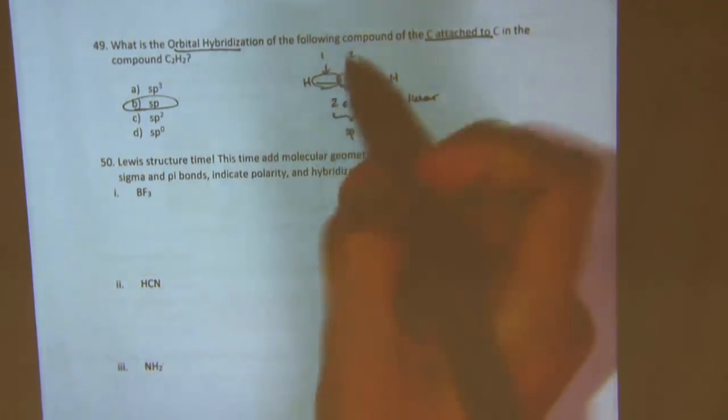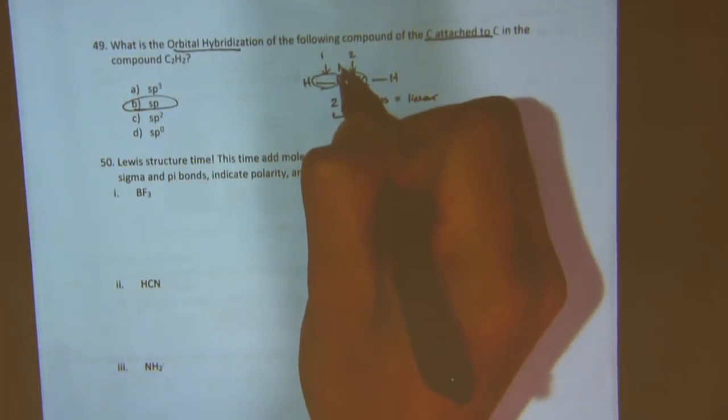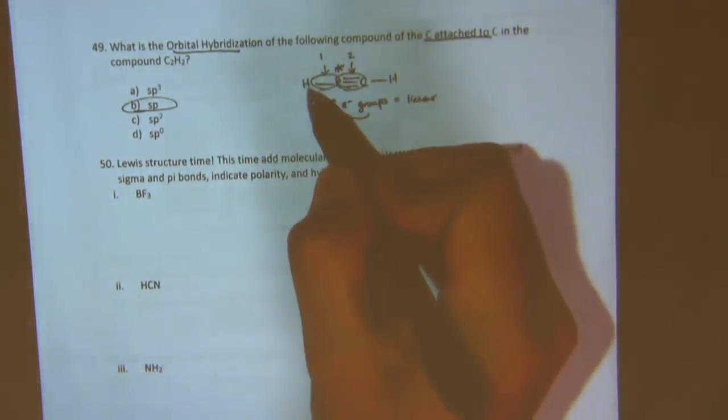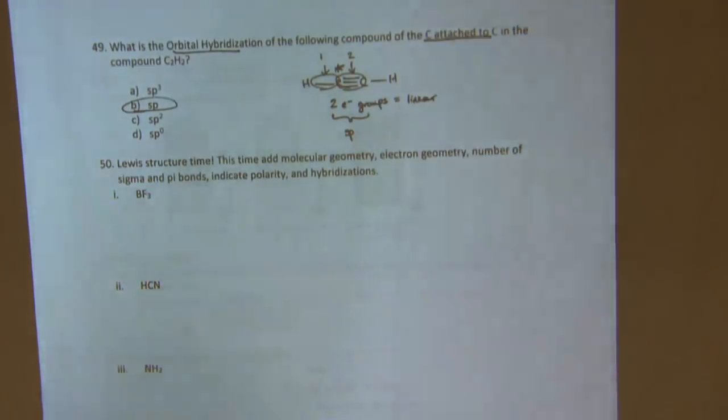Well, it's talking about the hybridization of this particular carbon, right? So you have to take into account the groups around it and attached to it. Does that make sense? So in that case, we would have 2, the carbon-hydrogen bond and the triple carbon-carbon bond. Okay?